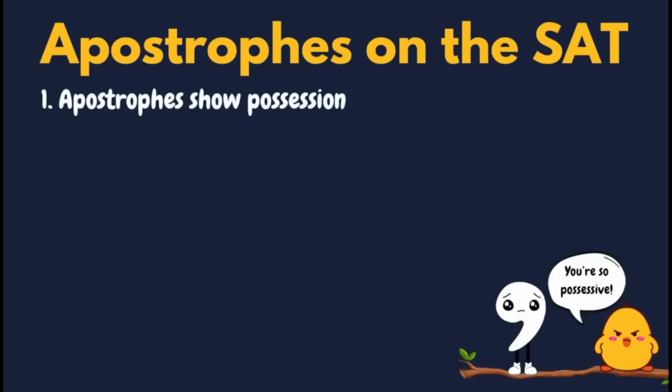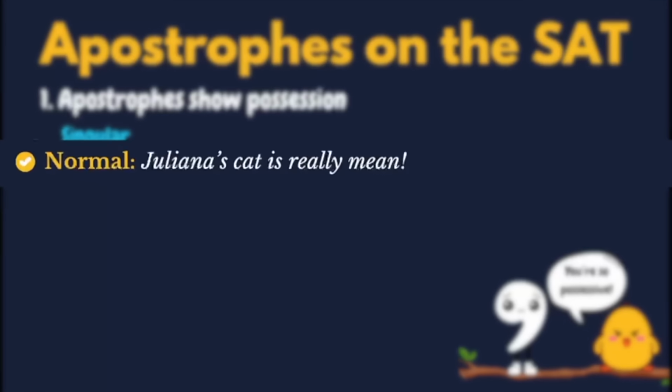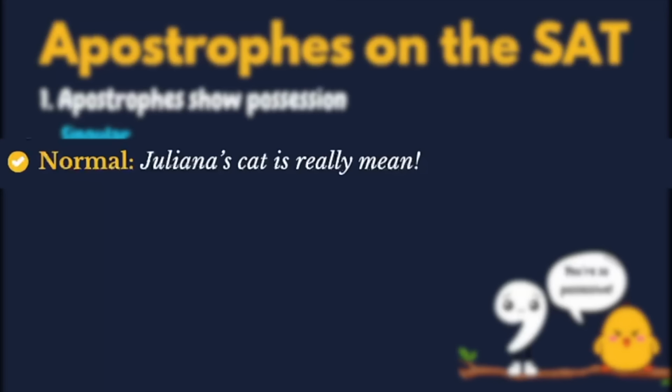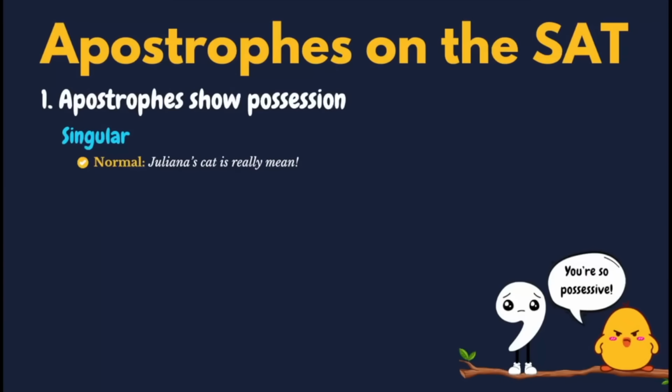And let's look at some examples here, because within this, there's actually a lot of detailed rules that we need to go over. We'll start with singular nouns. So your basic, normal singular noun, all you're going to do is put an apostrophe and then an S. So if Juliana has a cat, we could say Juliana's cat is really mean.